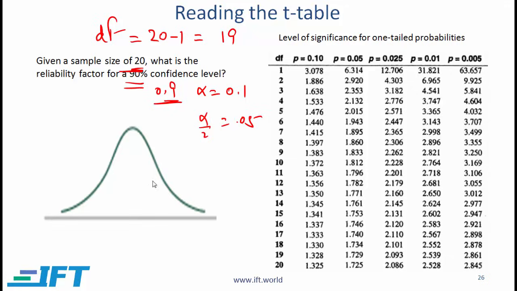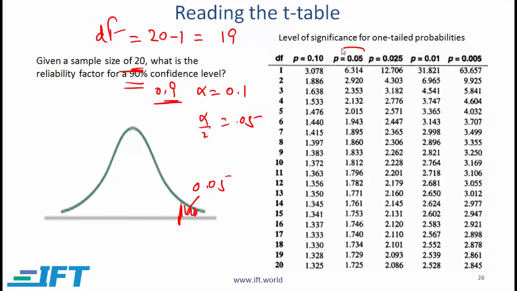So we have a t distribution. What we are really looking for is this t value over here, such that we have 0.05 in one tail. If you look at the back of the curriculum where you are given the t distribution, you will be shown this information: level of significance for one-tailed probabilities.